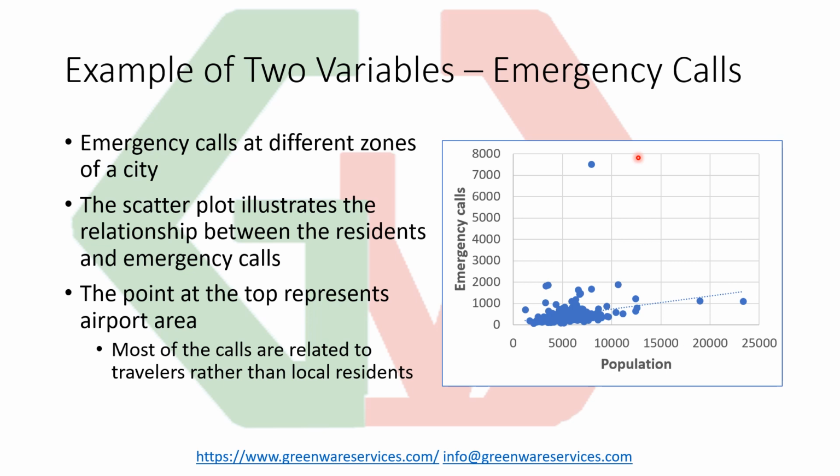So we check the data in detail to see if it's a true value, and we found it represents an airport area. Because it is an airport area, most people are travelers, and the travelers' behavior is quite different from local residents. And our analysis mainly focuses on local residents. So even though this point is not an error, we can still consider it an outlier because it's travelers. And we can simply exclude it from our analysis.